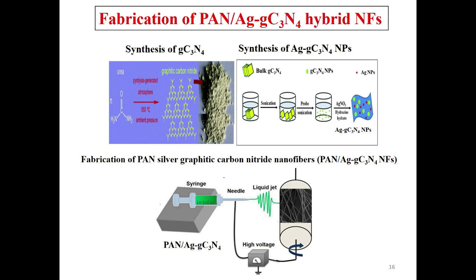That graphitic carbon nitride nanoparticle is then processed for in situ deposition of silver nanoparticle synthesis, and that in situ gives the silver graphitic carbon nitride nanoparticles. This particular nanoparticle is dissolved in dimethylformamide. It is not getting dissolved; it gets dispersed into the dimethylformamide solution, and a moderate viscosity solution of polyacrylonitrile is then mixed and sonicated. The sonicated solution is then transferred into the syringe and the voltage is applied, an efficient voltage, and the fibers are drawn with the help of the electrospinning technique.